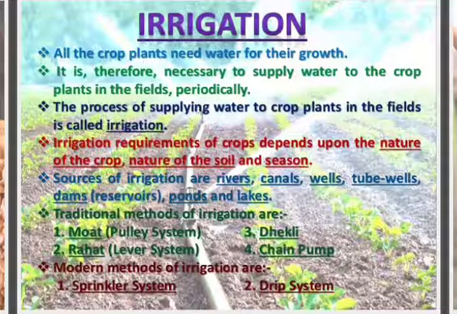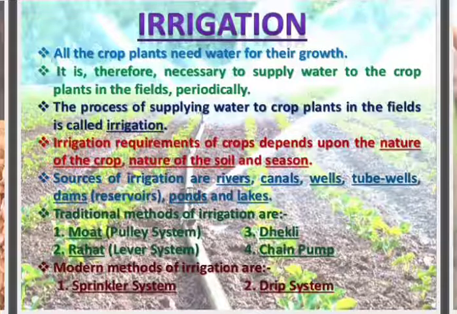Irrigation. All the crop plants need water for their growth. It is therefore necessary to supply water to the crop plants in the fields periodically. The process of supplying water to crop plants in the fields is called irrigation. Irrigation requirements of crops depend upon the nature of the crop, nature of the soil and season. Sources of irrigation are rivers, canals, wells, tubewells, dams, ponds and lakes.